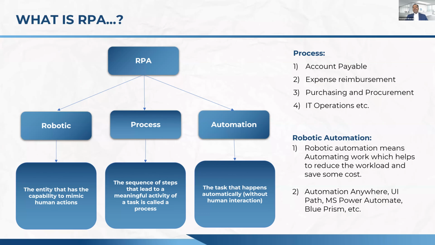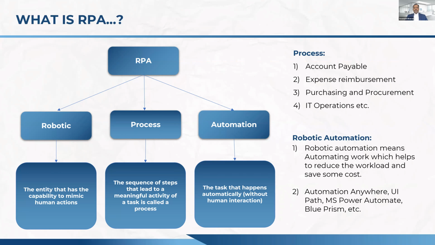RPA stands for Robotic Process Automation, where robotic means the entity that has the capability to mimic human actions. Process means the sequence of steps that lead to a meaningful activity or task, and automation means the task happens automatically without human intervention. So whatever tasks we do on a daily basis, where we use a number of applications in our day-to-day life, we are automating that using RPA automations.